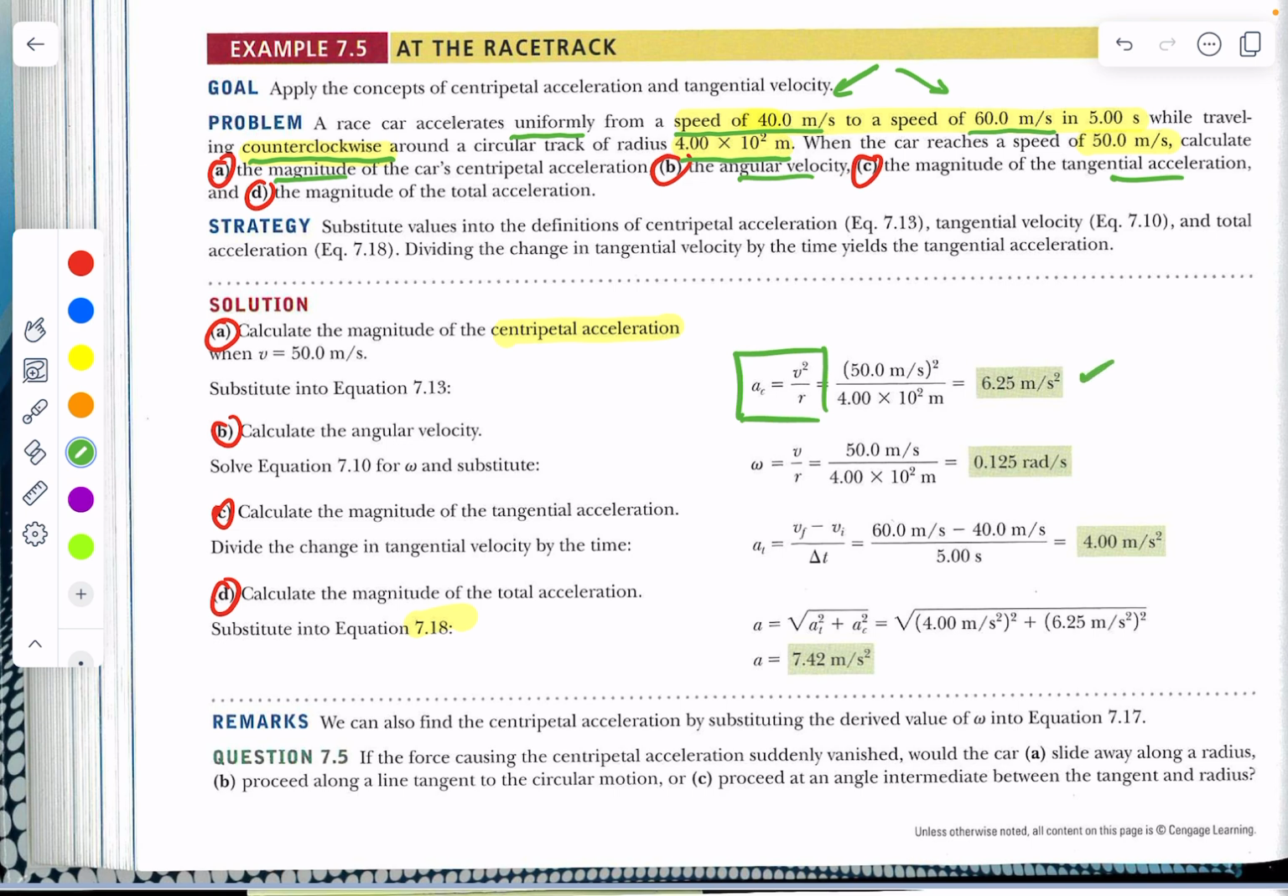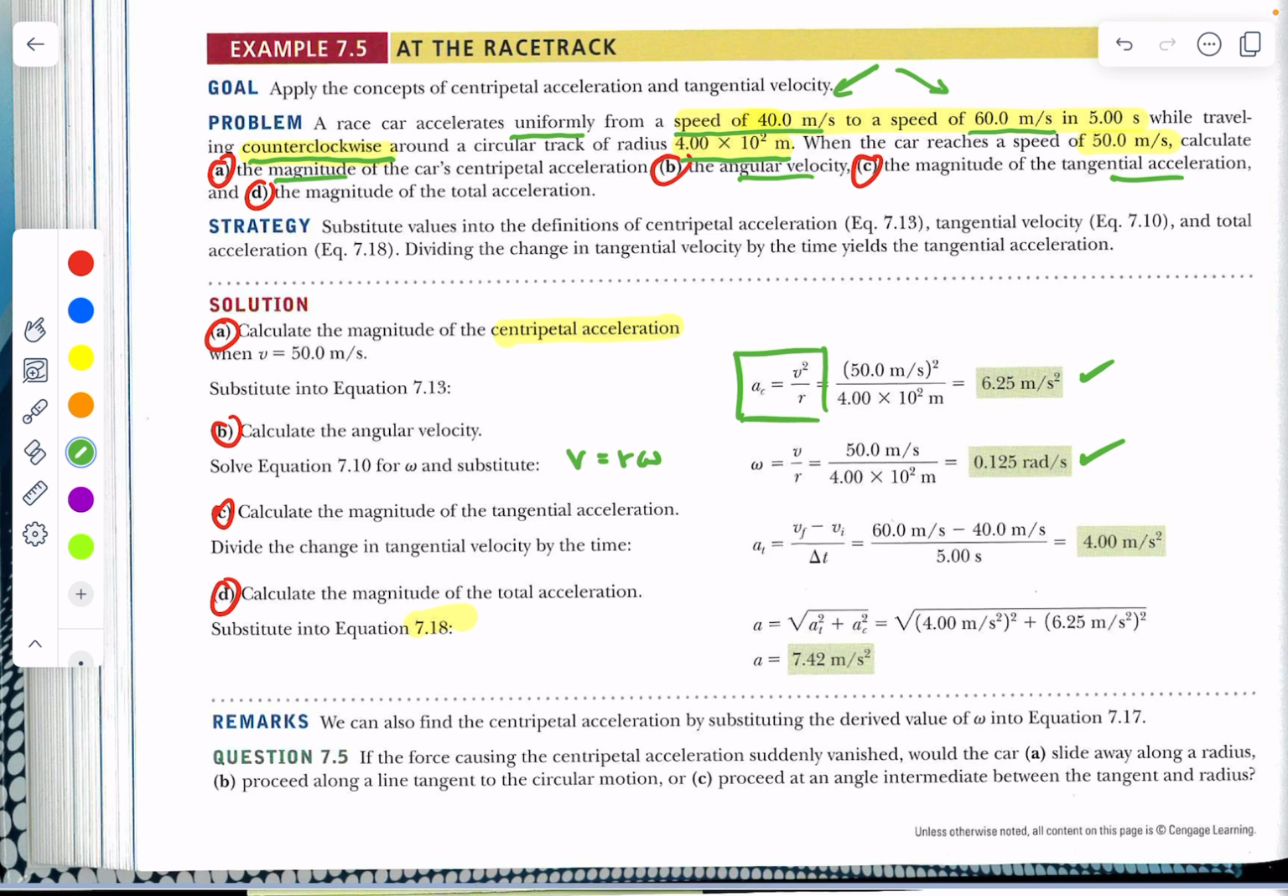Part B, calculate the angular velocity. Well, the angular velocity, you might remember the identity earlier on that said your linear velocity equals your radius times your angular velocity. So we can solve for the angular velocity pretty easily by plugging in my speed and dividing by the radius. And I get this answer.